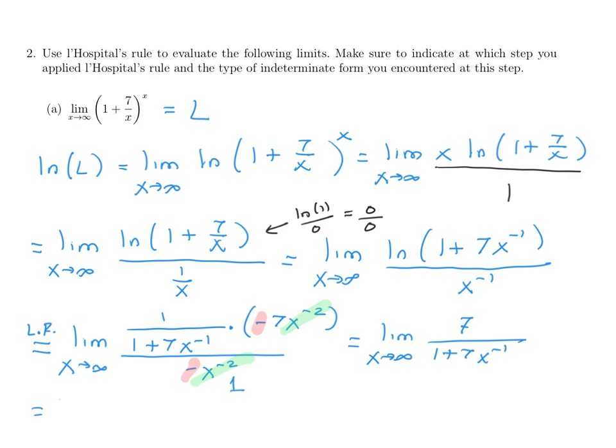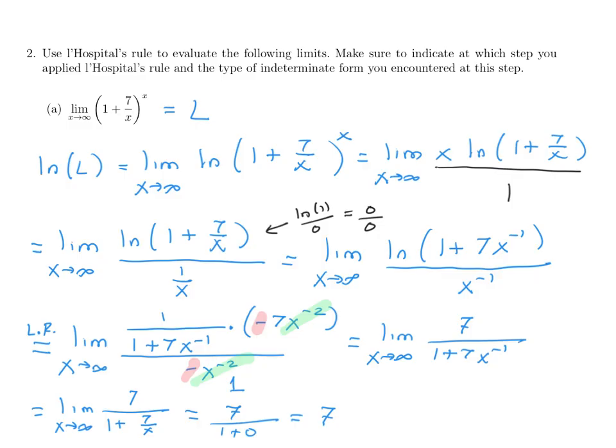And I'll rewrite this again as 7 divided by 1 plus, and I'll put 7 over x. I'm writing it this way because as x goes to infinity, that stays 7, this stays 1, and this goes to 0. So this is 7 divided by 1 plus 0, or simply 7 over 1, or 7.